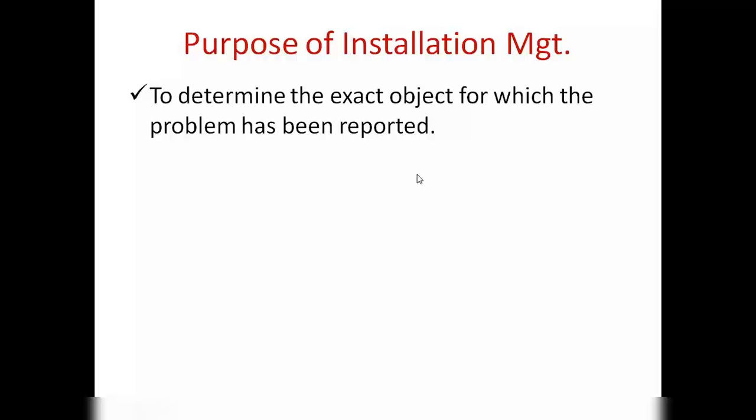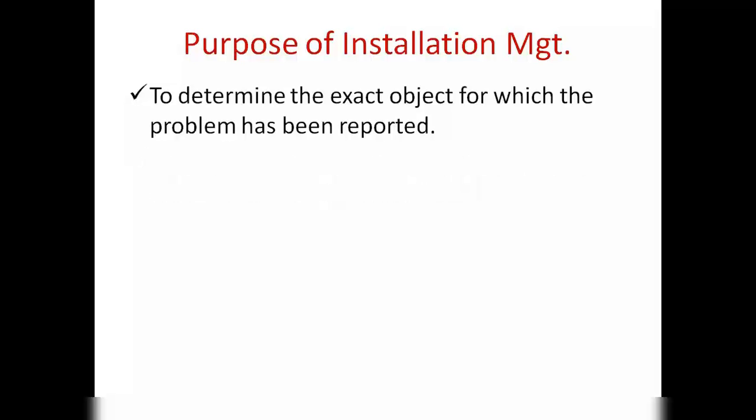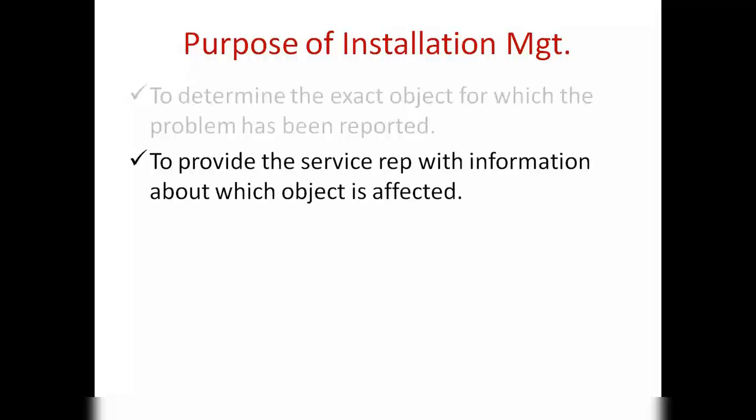So you can determine the exact object for which the problem has been reported. You can check here in the system. You can also provide the service rep with information about which object is affected. Once I have received the information that server number 1234 and hard disk number 234 has this problem, I can immediately tell my service technician to just check that product number. You don't need to search there or waste your time, you go there immediately and look into that object.